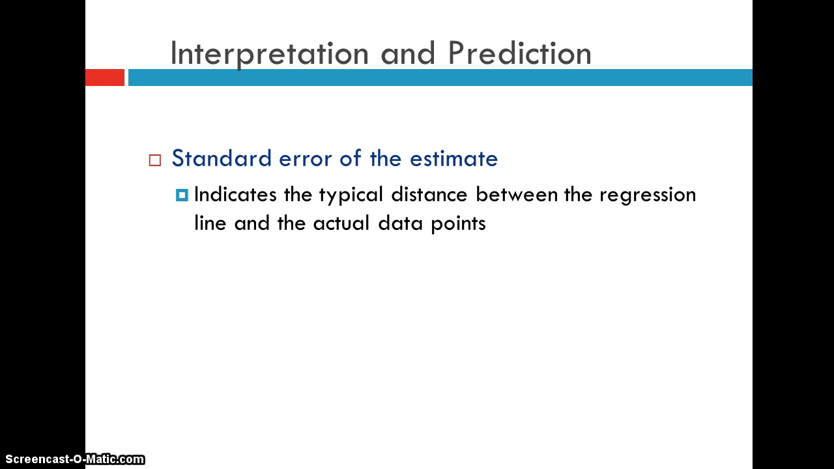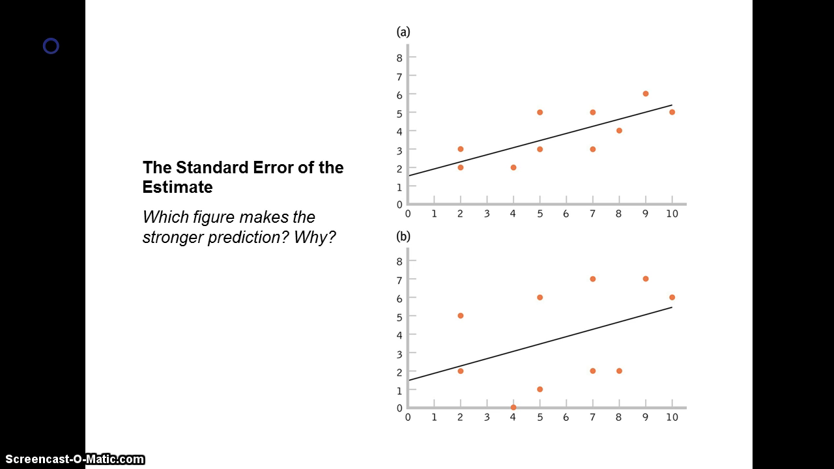Your textbook doesn't talk about how to compute this. You would get this from statistical output. But the standard error of the estimate is like a standard deviation for the regression line. What I mean is it gives us a sense of how far away, on average, our data points are from that regression line, which is also our line of best fit. So it's the typical distance between the regression line and the actual data points.